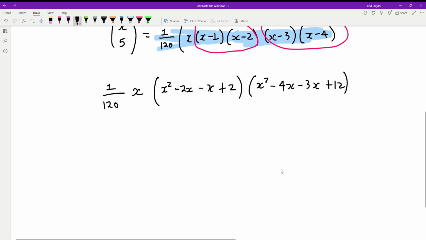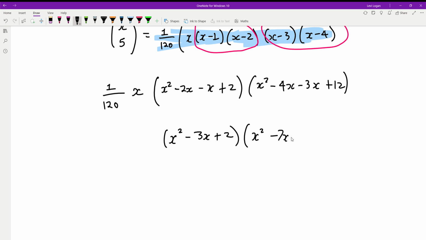So we can see in the middle we have like terms, minus 2x and minus x, so we combine that as minus 3x. So we have x squared minus 3x plus 2, and then we have x squared minus 7x plus 12, okay?